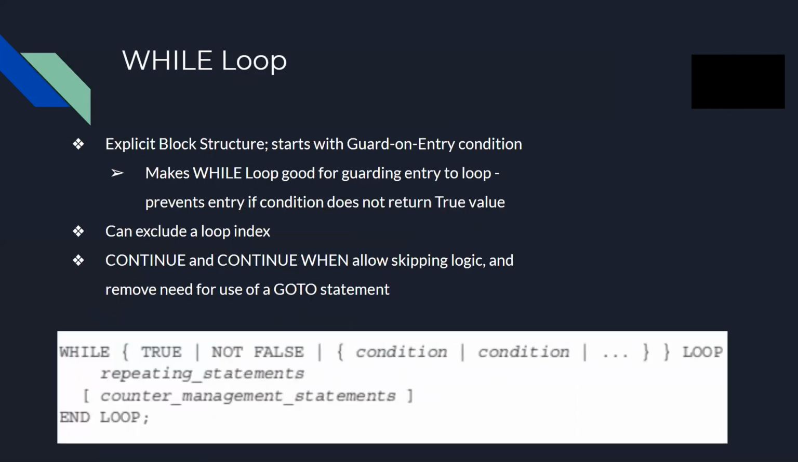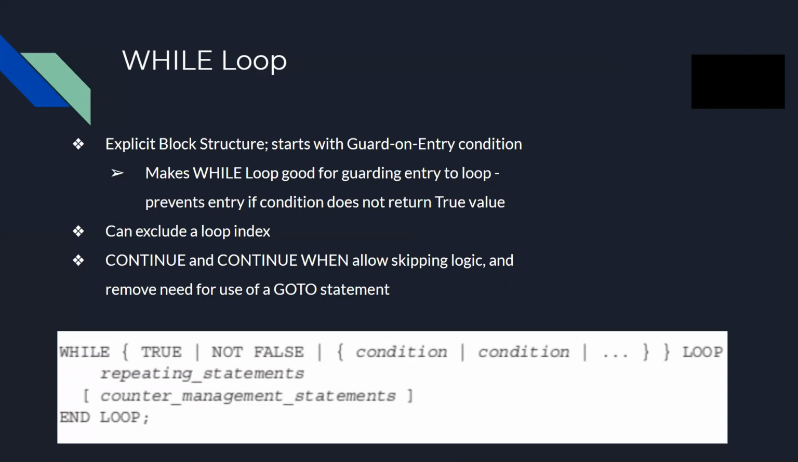Now let's end with the while loop. This is an explicit block structure that starts with a guard on entry condition. This makes the while loop good for guarding entry to the loop and prevents entry if the condition does not return a true value. This can also exclude a loop index, and it can continue and continue, which allows skipping logic and removes the need for use of a goto statement.